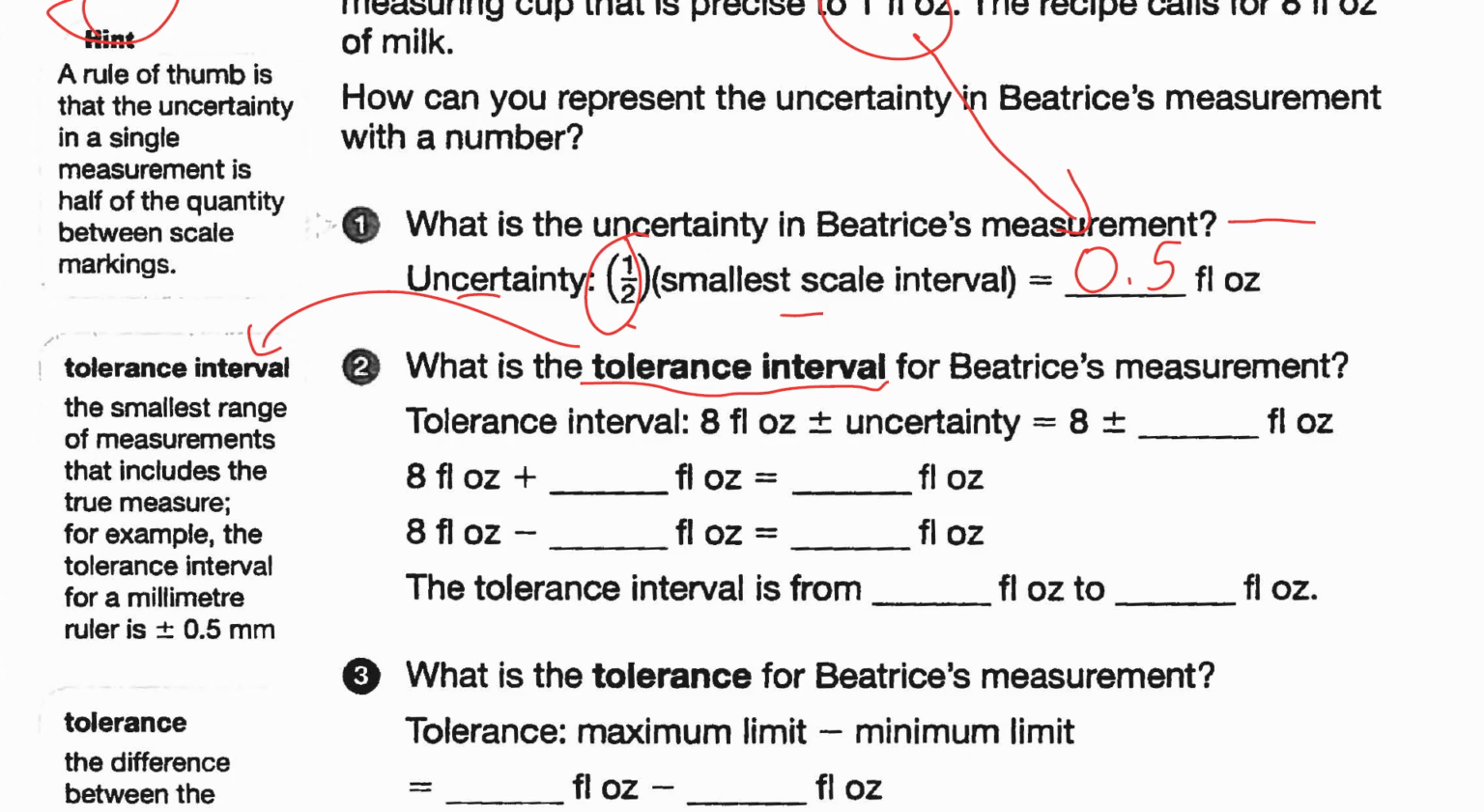What is the tolerance interval of Beatrice's measurements? Tolerance interval is right here. Tolerance interval, the smallest range of measurements that includes the true measure. For example, the tolerance interval for a millimeter in a ruler is plus or minus 0.5. Okay, so the tolerance interval of 8 fluid ounces is plus or minus the uncertainty, which equals 8 plus or minus 0.5. So 8 plus 0.5, 8 minus 0.5. So we get 7.5 to 8.5. The tolerance range is from 7.5 to 8.5 fluid ounces.